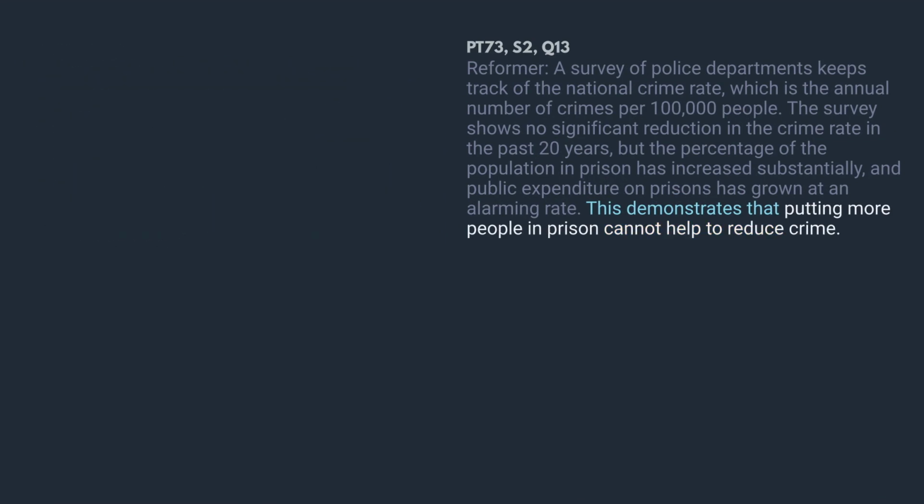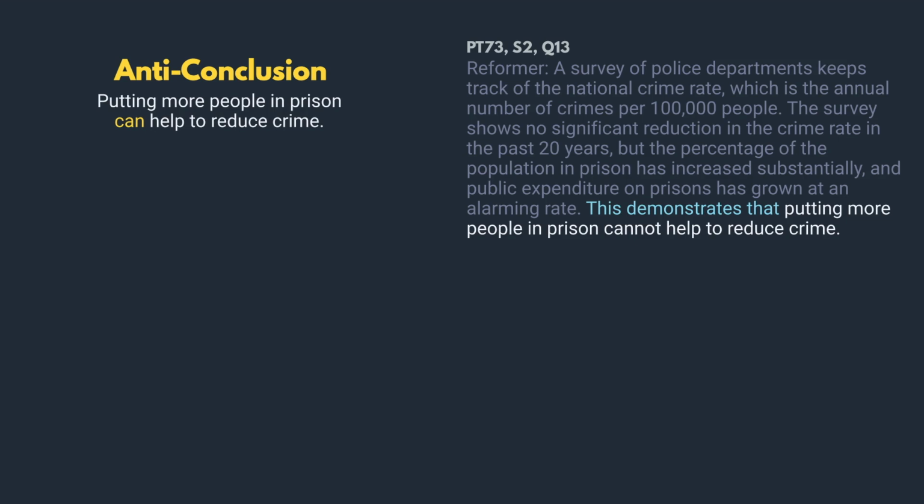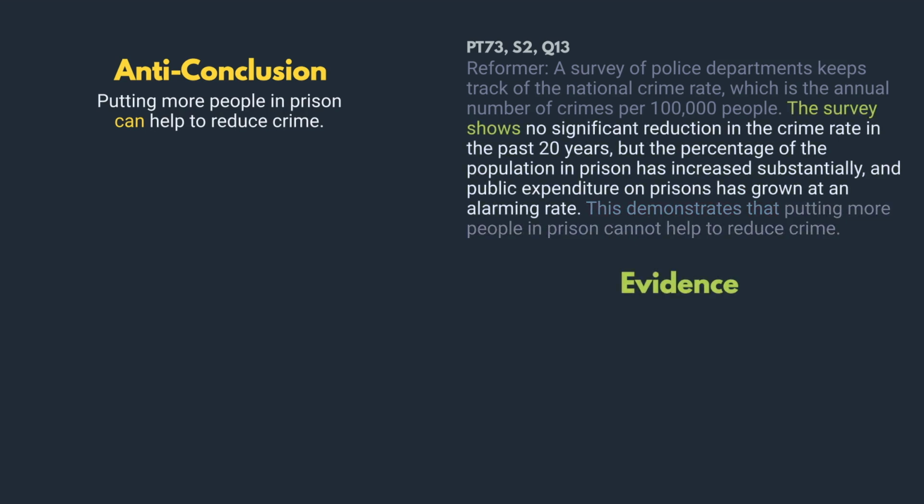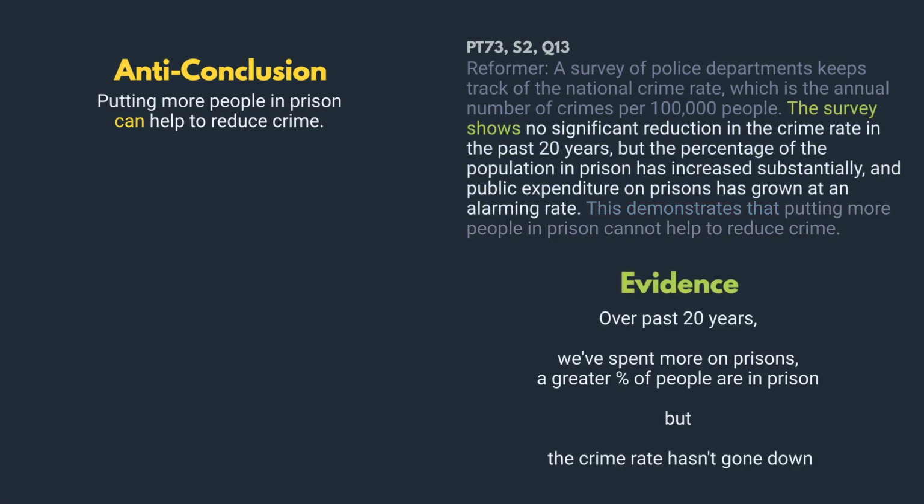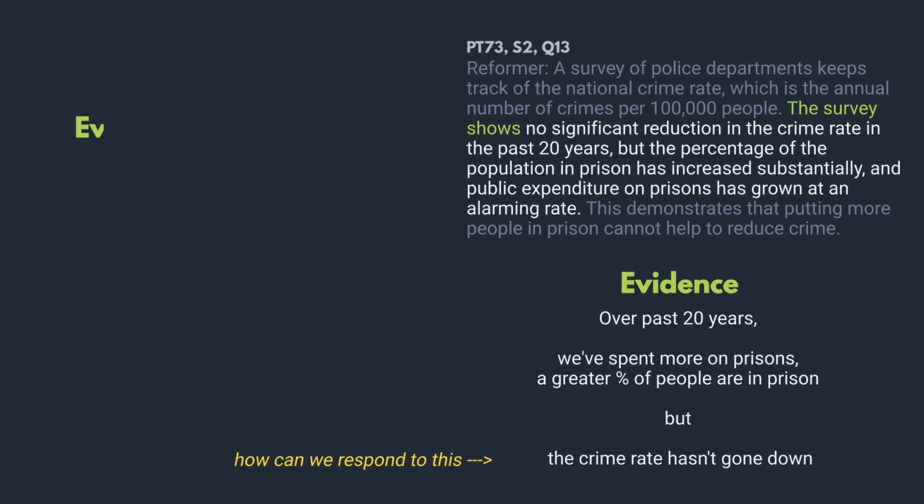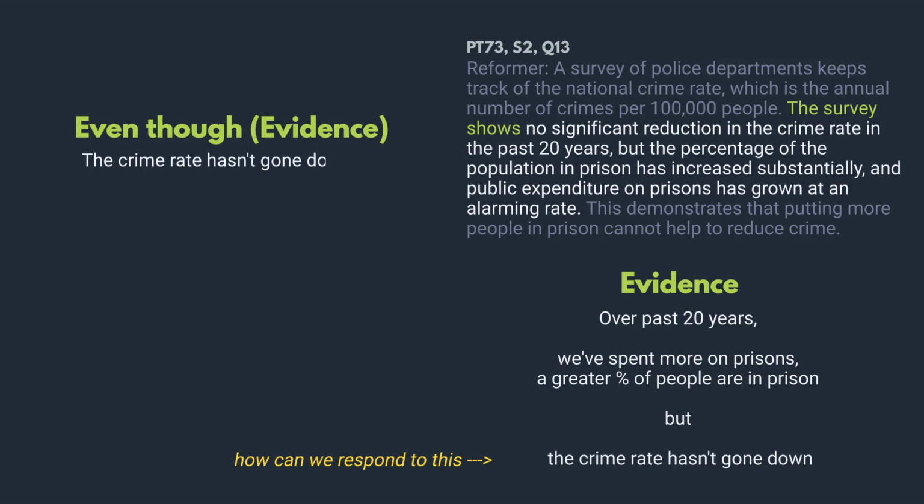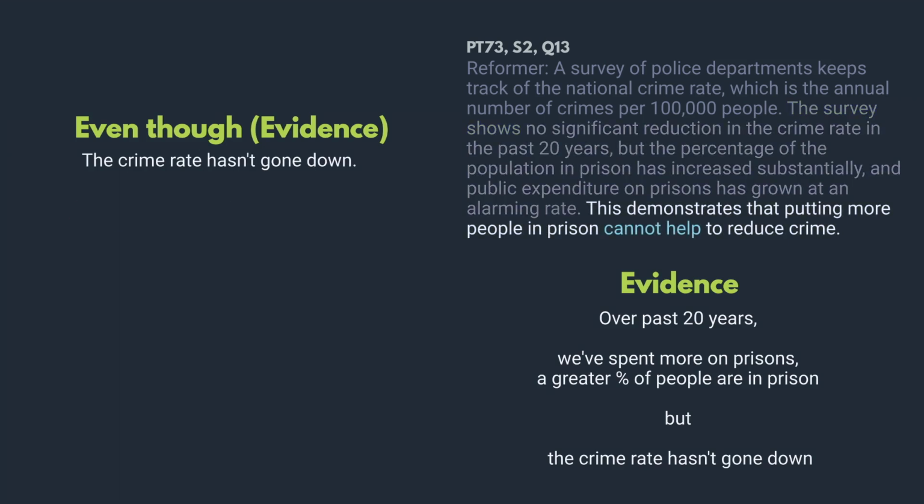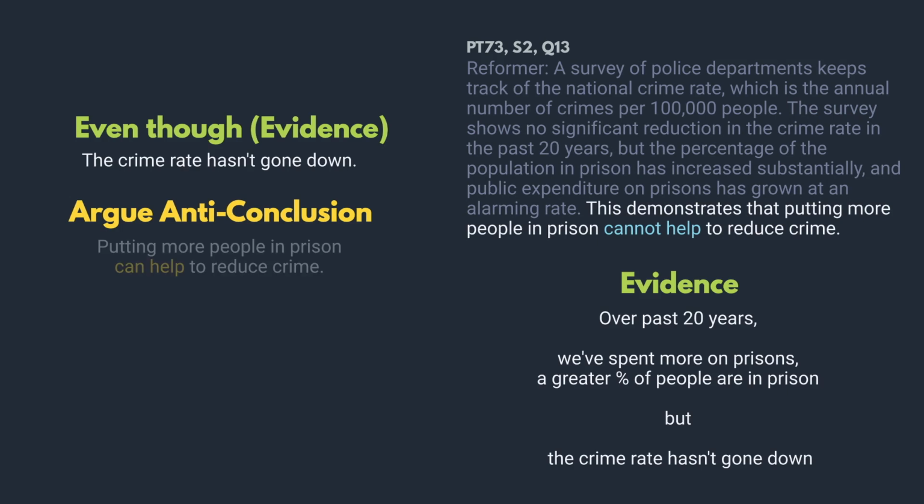The second argument is an anti-causal conclusion. So if we're fighting it, we're going to be arguing causality, that putting more people in prison can help to reduce crime. The author's going to say, what do you mean? Over the past 20 years, we've put more people in prison and the crime rate hasn't gone down. We want to get in the rhythm of thinking, even though your evidence is true, even though the crime rate hasn't gone down, I can still argue that putting people in prison can help to reduce crime. And now I've got to come up with some sort of argument there.